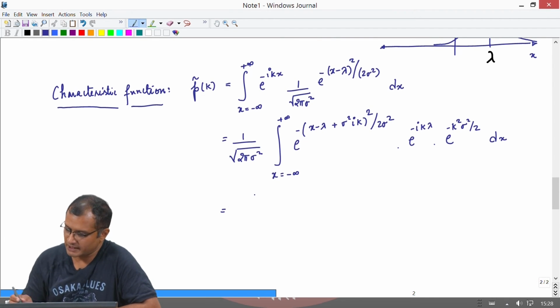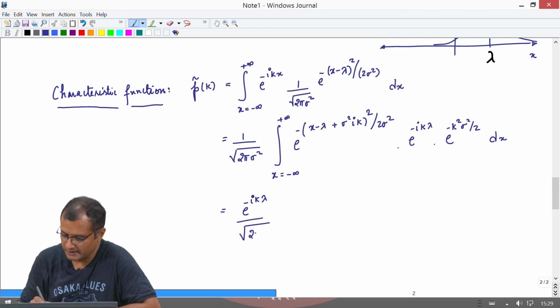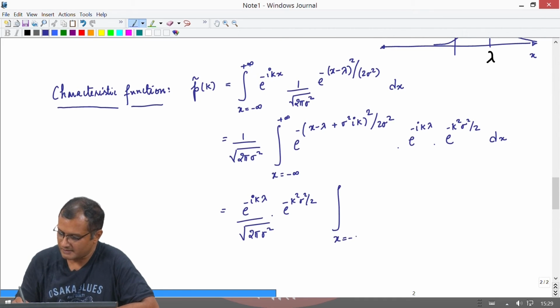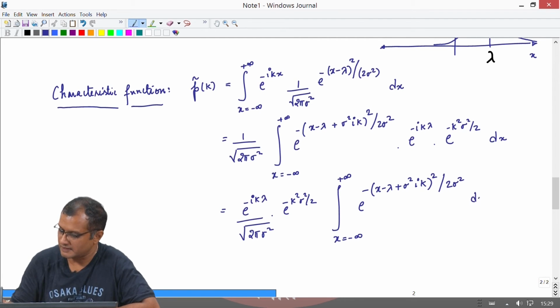As usual, I can pull out e raised to minus i k lambda because this is an integral on x. So, e raised to minus i k lambda comes out, divided by 2 pi sigma square, and so does e raised to minus k square sigma square by 2, and what I have inside is basically an integral x going from minus infinity to plus infinity, e to the power minus of x minus lambda plus sigma square i k square by 2 sigma square dx.